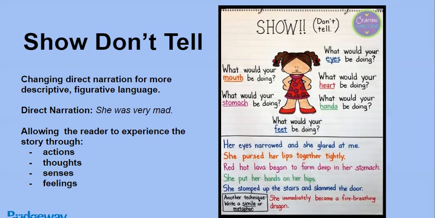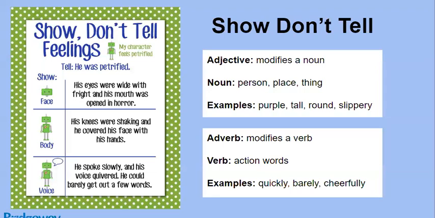So those are things to think about. Another thing to consider with show, don't tell is the words we use to describe things. We have our adjectives, which modify nouns: person, place, thing. So thinking about this thing is purple. It's tall, it's round, it's slippery. A lot of describing what a noun looks like, feels like, what color it is. And then the same thing with actions of our characters. We can use adverbs to modify a verb. Examples are they quickly moved, they barely moved, they cheerfully moved, they sadly moved. A lot of adverbs have that ly, saying how they did something.